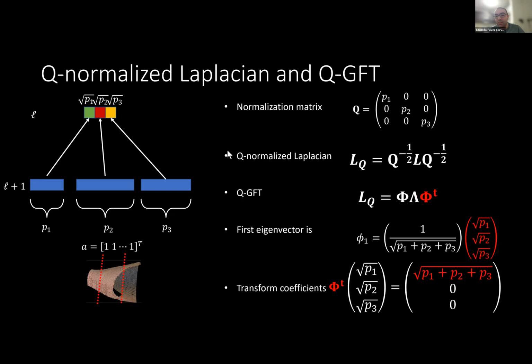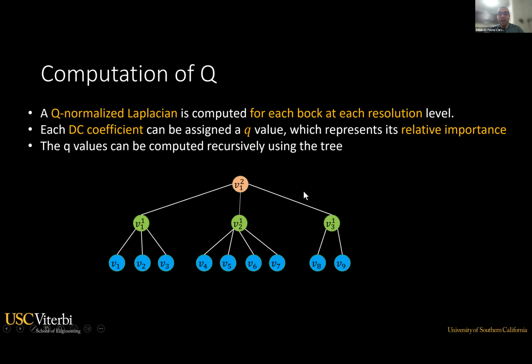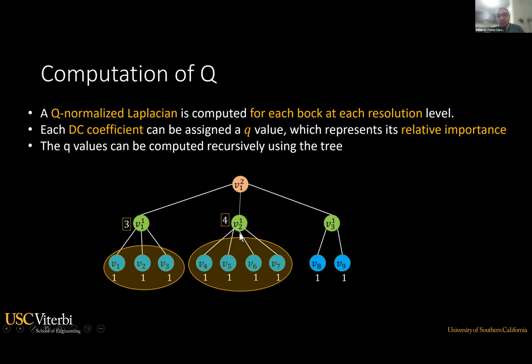Now, the way we do this is that we will have a different Q matrix for each block at each resolution, right? And we compute these matrices recursively. Let's say at the highest resolution, all points have the same importance equal to one. Then when we do the block GFT and propagate the low pass coefficient to the parent node, the importance of this coefficient is going to be three, which is the sum of the importances of all these children. Here we do the same for this other block, and the importance will be four, which is the sum. And here the importance of this low pass coefficient is going to be two.